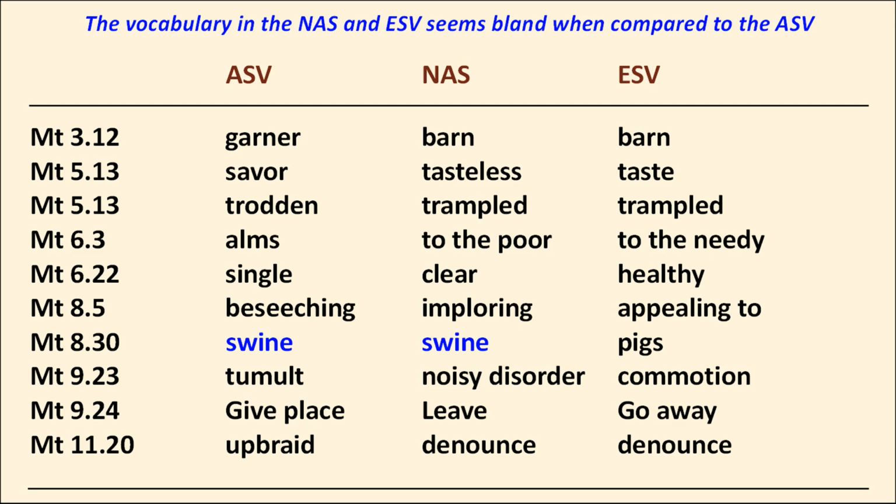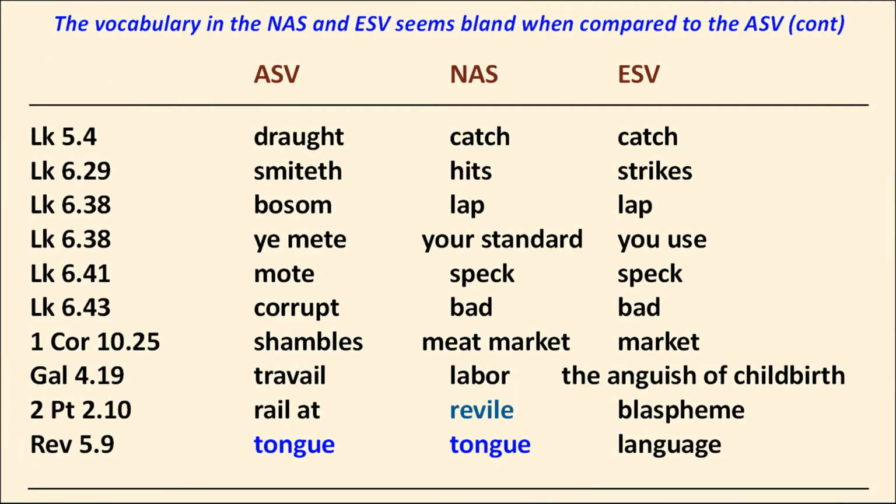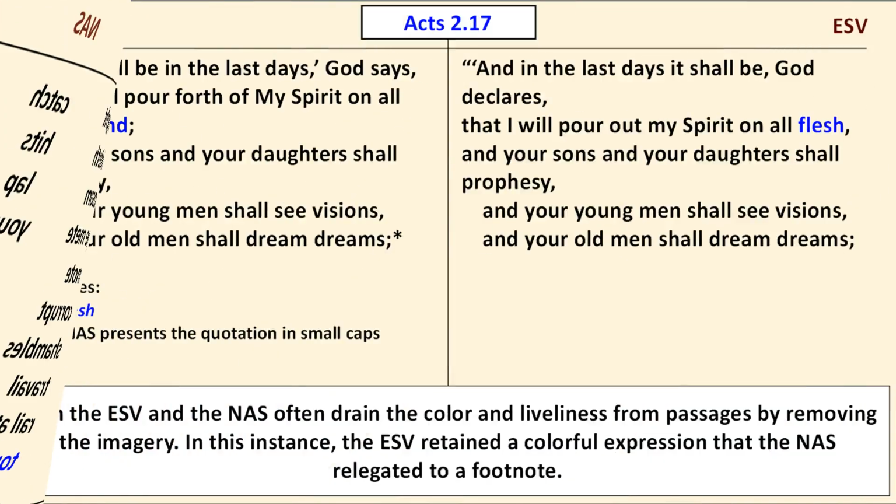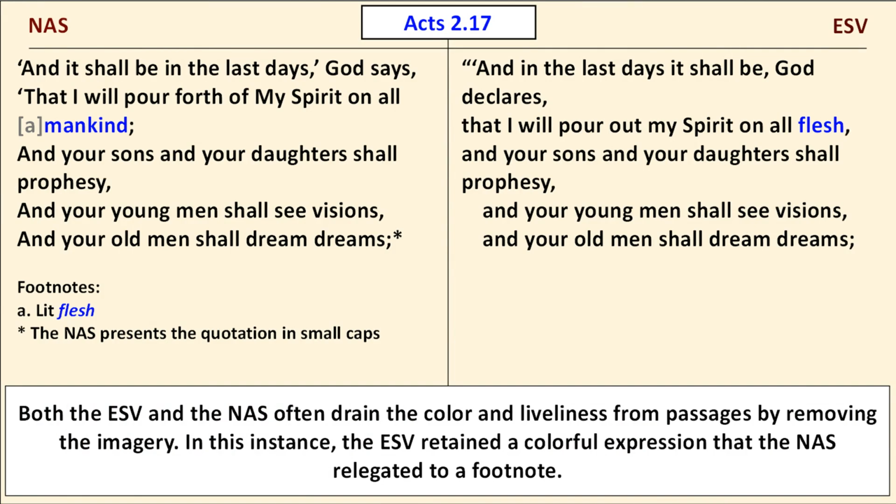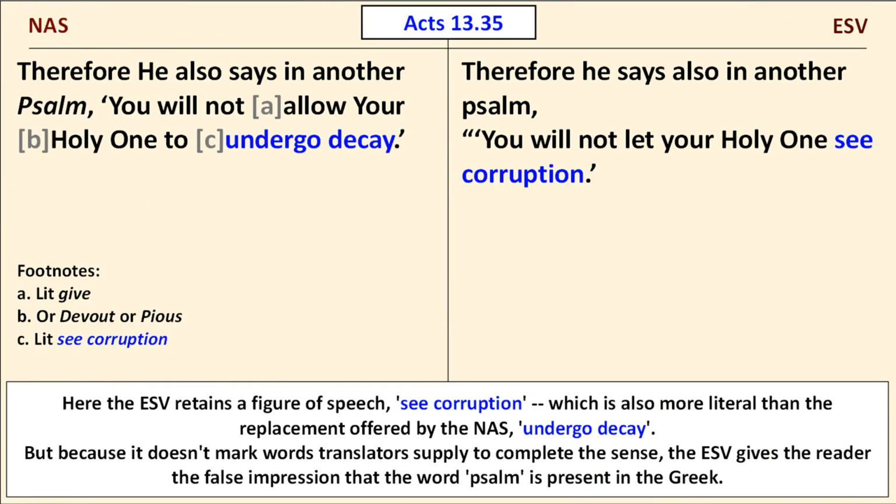Both translations seem to have purged much of the rich vocabulary used in early translations. Here the NAS has at least retained the word swine, and here tongue. But in Acts 2:17, the ESV retained flesh, while the NAS went with the insipid word mankind and relegated the literal reading to a footnote. And here in Acts 13:35 it did the same thing with see corruption.